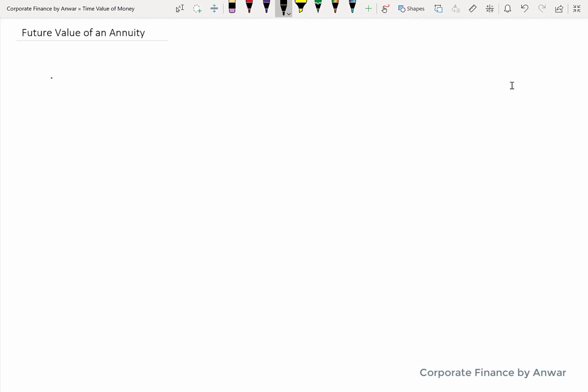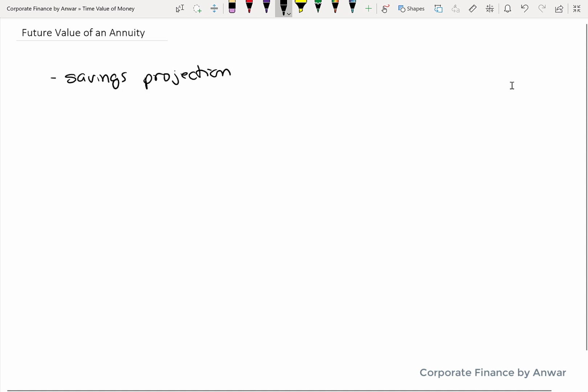I'm going to do the future value of an annuity as the last portion of this time value of money series. This one is actually quite useful for retirement projections, saving for things. This is exactly as it sounds. Instead of doing a one-time investment, you're going to do a regular series of investments, and you want to see how much it'll be worth.